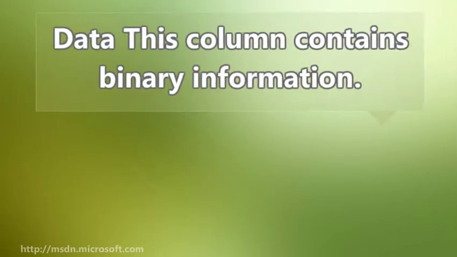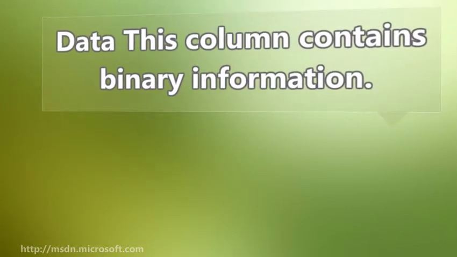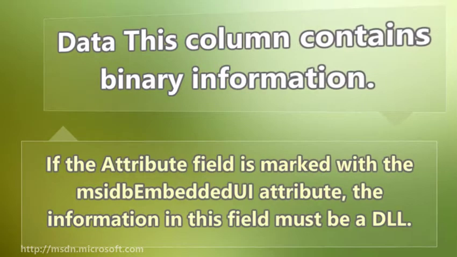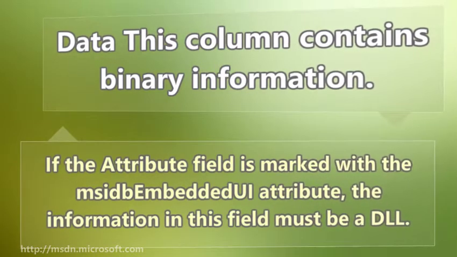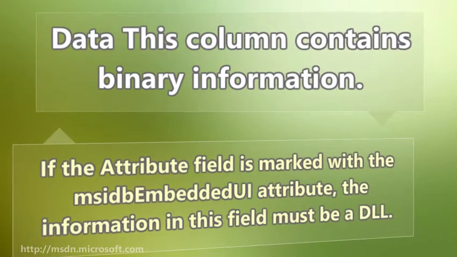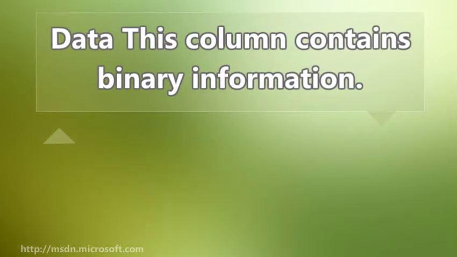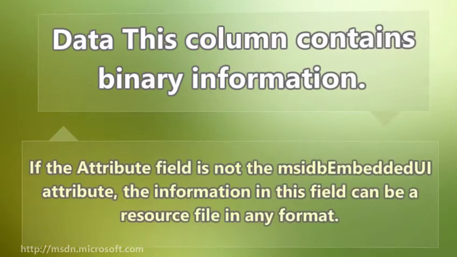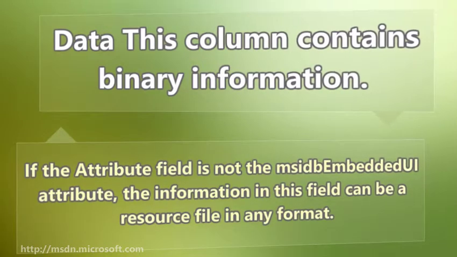Data. This column contains binary information. If the Attributes field is marked with the MsiEmbeddedUI attribute, the information in this field must be a DLL. If the Attributes field is not marked with the MsiEmbeddedUI attribute, the information in this field can be a resource file in any format.